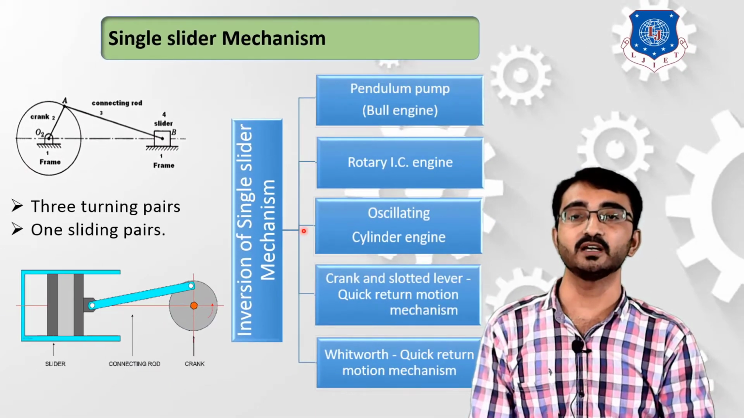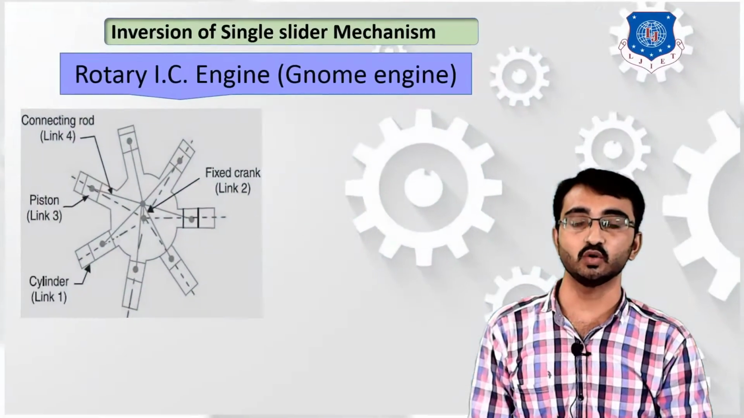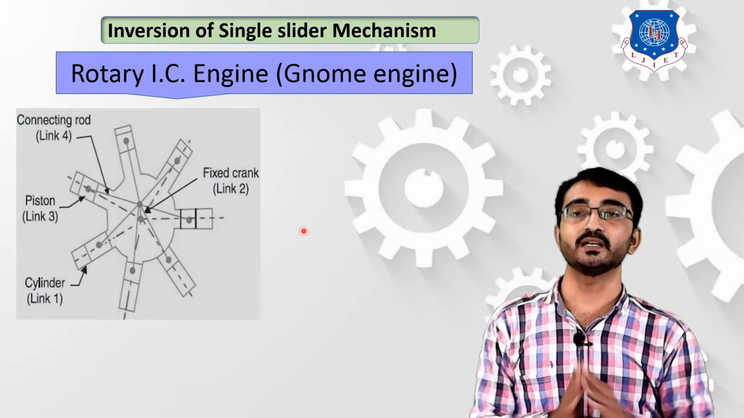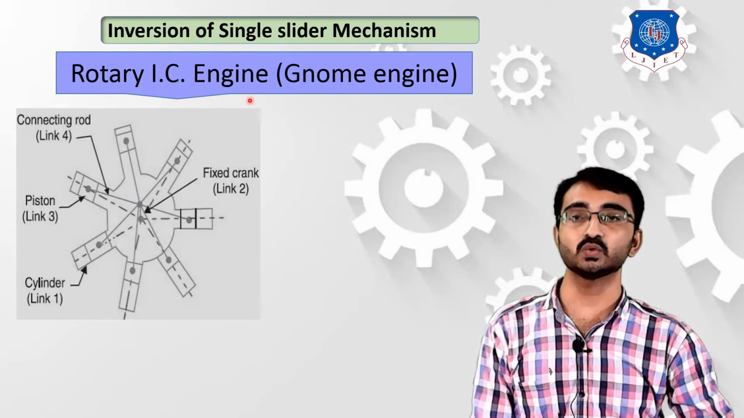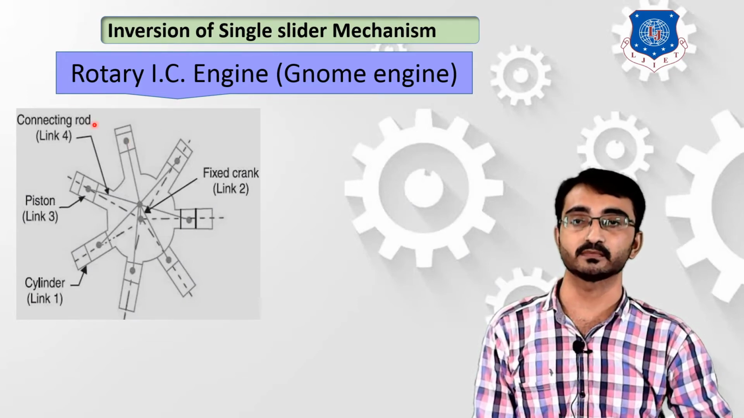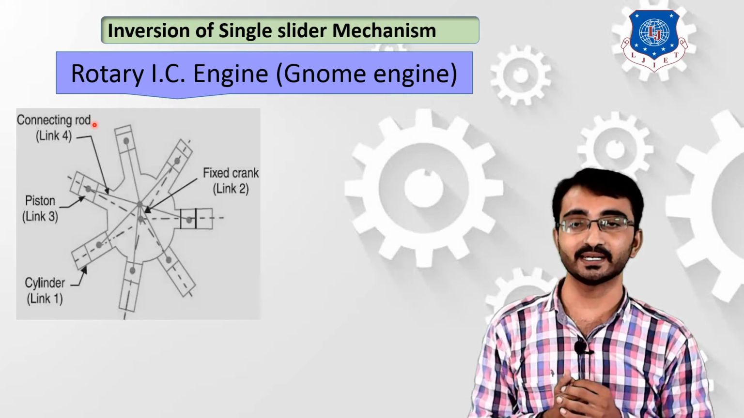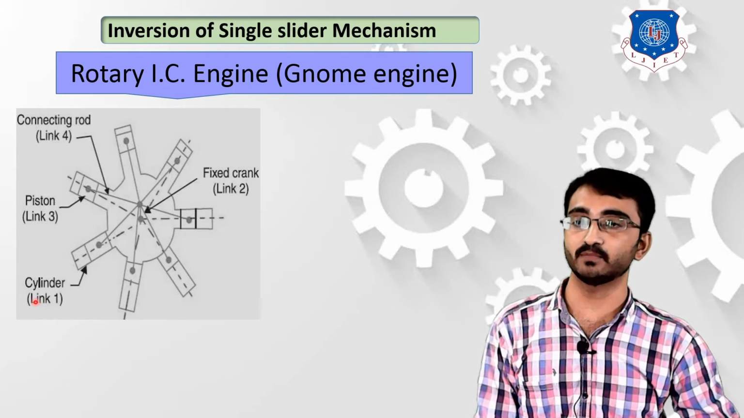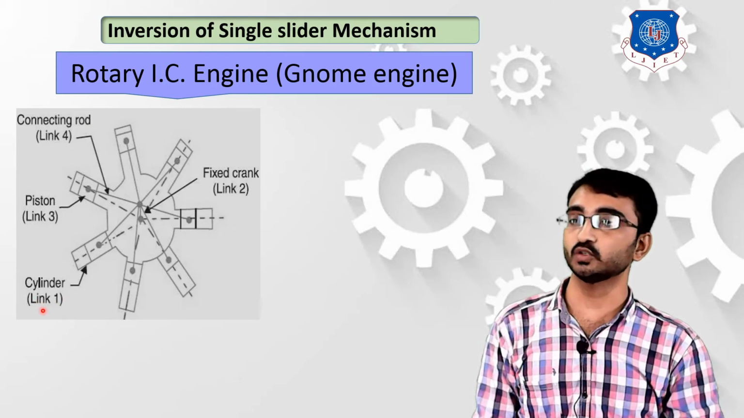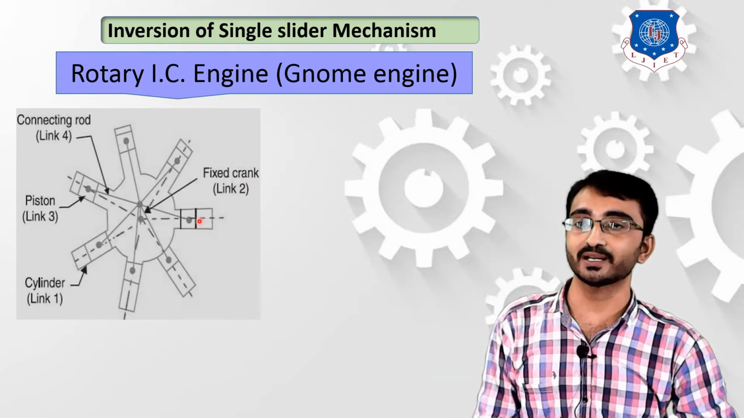Now let's refer to the second inversion, that is rotary IC engine. Over here, as the name indicates, if the IC engine is itself rotating, then it is known as a rotary IC engine. Now how is it possible? So let's first identify 4 kinematic links. Over here your cylinder can be termed as your link number 1. Now with respect to this link number 1, your link number 2, that is your fixation or crank.